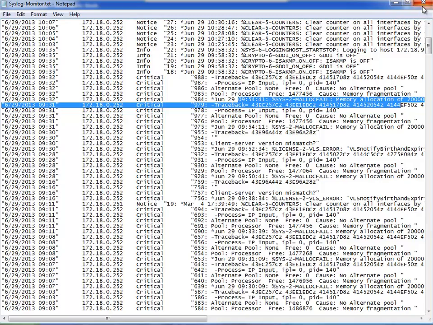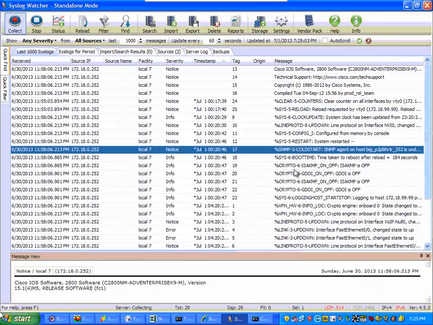So this is good old syslog, and in this case we're using it with a Cisco router, and it's helping us troubleshoot a problem.